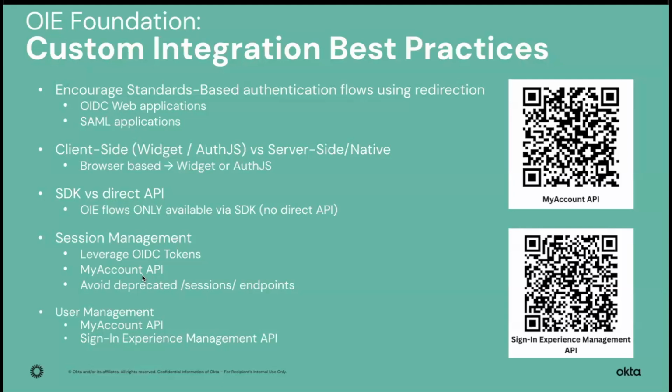And then finally, there is new user management. There are actually a couple of new user management APIs. I touched on the My Account API earlier. So this is a new API that you can use not just for session management, but also to manage authenticator enrollments for end users. And this API fully supports the new OIE behaviors and functionality for authenticators. There's also a new sign-in experience management API, and you can get to the documentation for both of those APIs with the QR codes that are here on this screen.